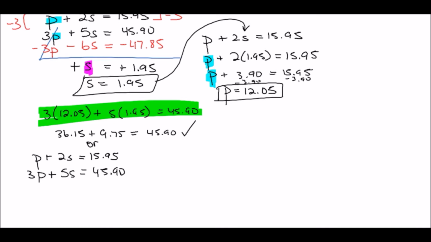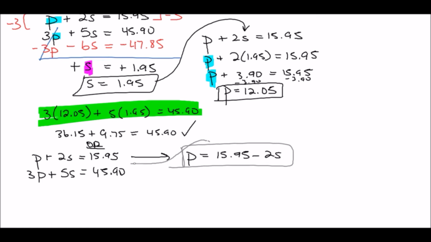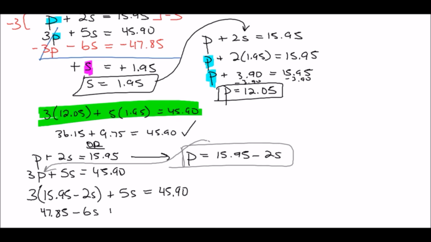So the other way to do this is to use the first equation to get the P by itself. So I would subtract 2S from both sides, and then take this and substitute it in for the value of P here, because in algebra we can substitute any things that are equivalent for each other at any time. So now instead of P, I'm going to put 15.95 minus 2S, and plus 5S is 45.90. And what we get here is 47.85 minus 6S plus 5S is equal to 45.90.